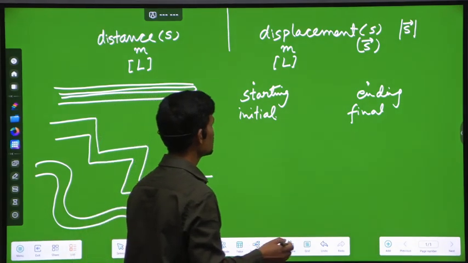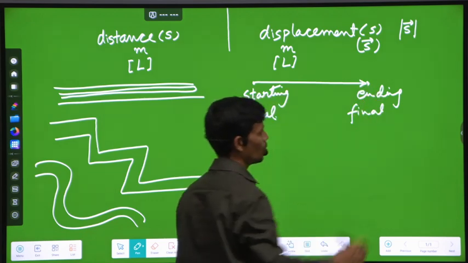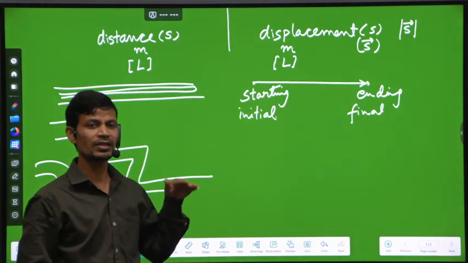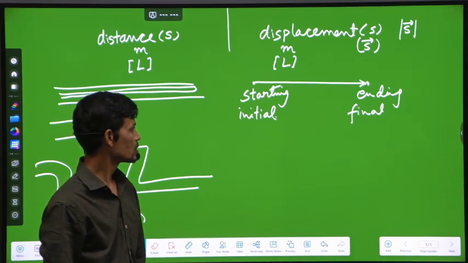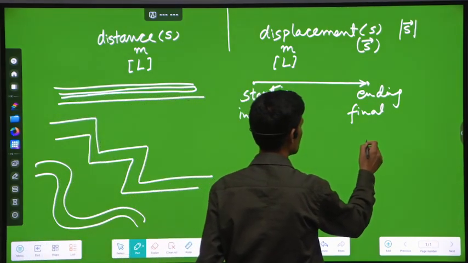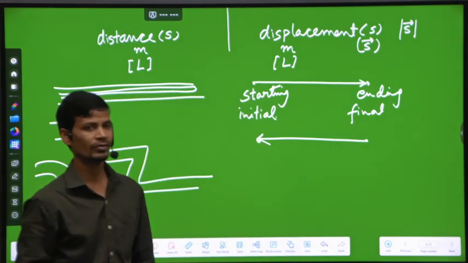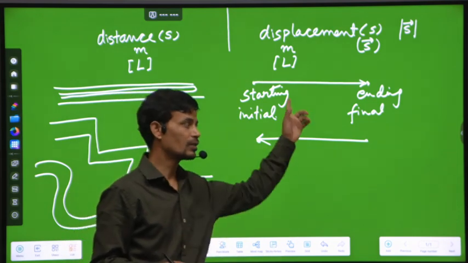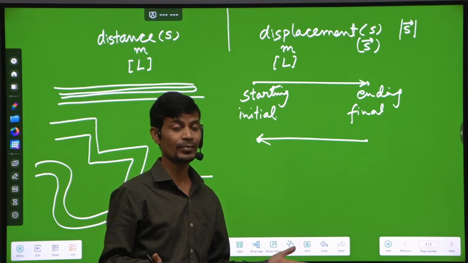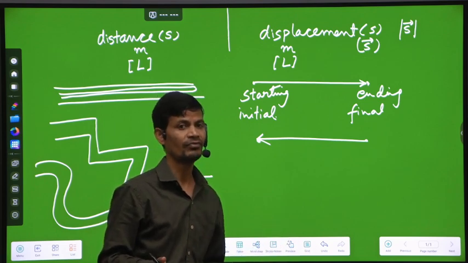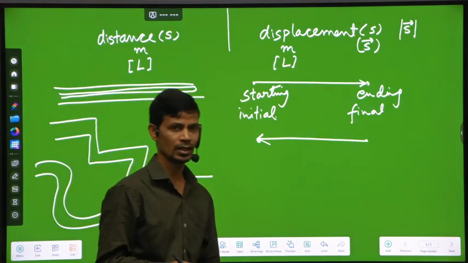So displacement is the straight line with an arrow. The arrow indicates in which direction displacement has taken place. So if I draw this diagram again in a backward direction, it doesn't mean that both are the same. Both are the same magnitude-wise, but direction-wise they are different. So we are not going to say that both are equal.